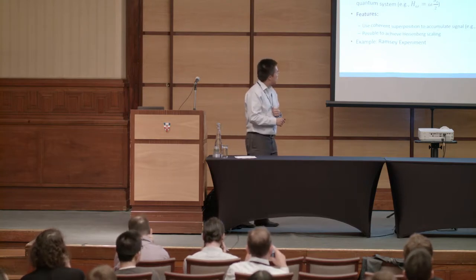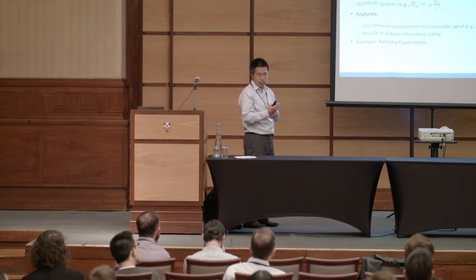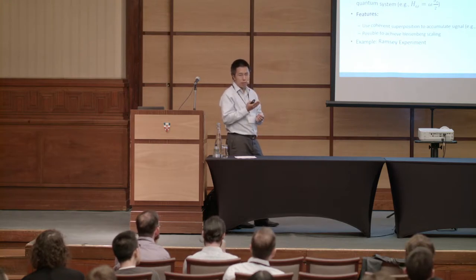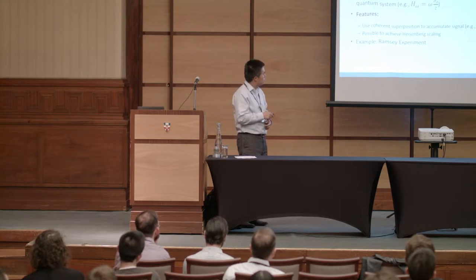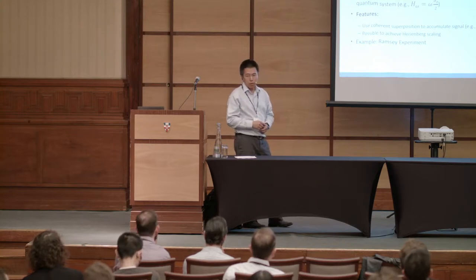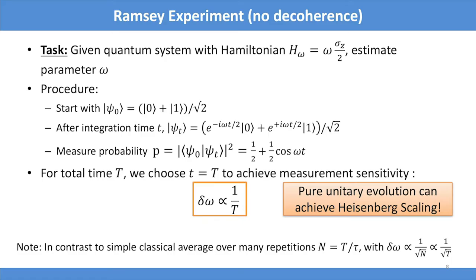We can prepare a superposition of ground and excited states, or zero and one. Because there's an energy difference, there's a relative phase accumulation between these two levels. Then we can use something called the Ramsey experiment to measure this relative phase shift, which allows us to infer the energy difference of the two-level system. Looking more carefully at the detailed procedure, you prepare a symmetric superposition of 0 and 1, and you let it evolve under this unknown Hamiltonian for some time t. And at the end, you do a projective measurement, projecting onto the state which you initially started with, or the orthogonal state.